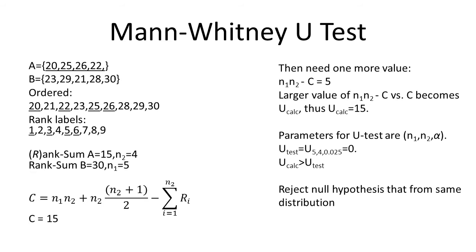Your parameters for the U-test are going to be N1, N2, and alpha. So in this case, you can see the U-test is equal to U of 5, 4, and 0.025. You go online, you can look up these tables, and in this case, the value is actually 0. So if U-calc is greater than that value, then you can safely reject a null hypothesis that these two values come from the same distribution.